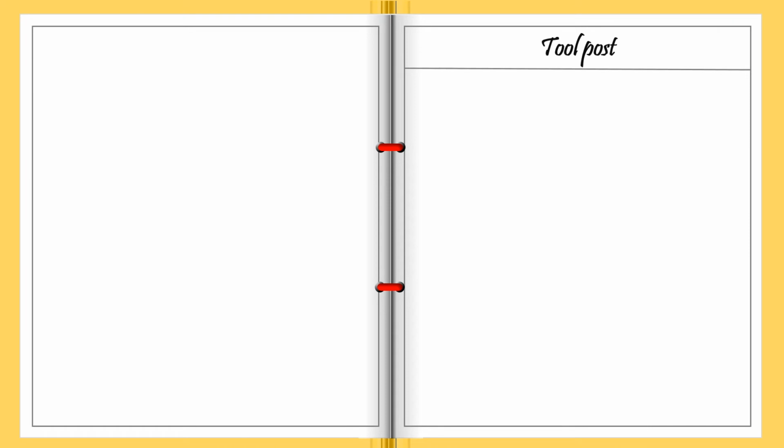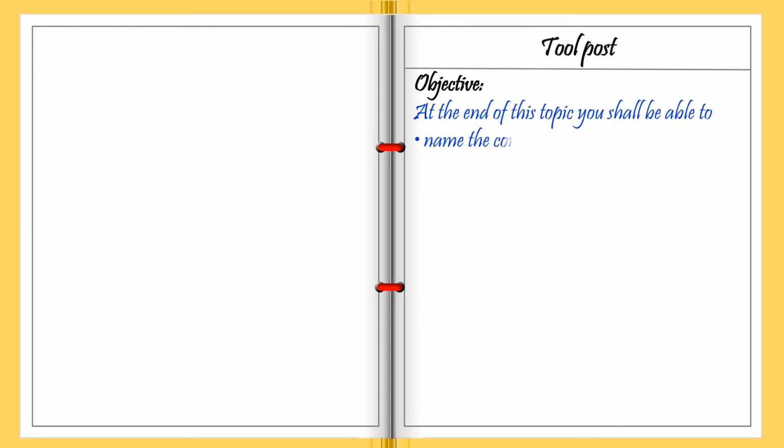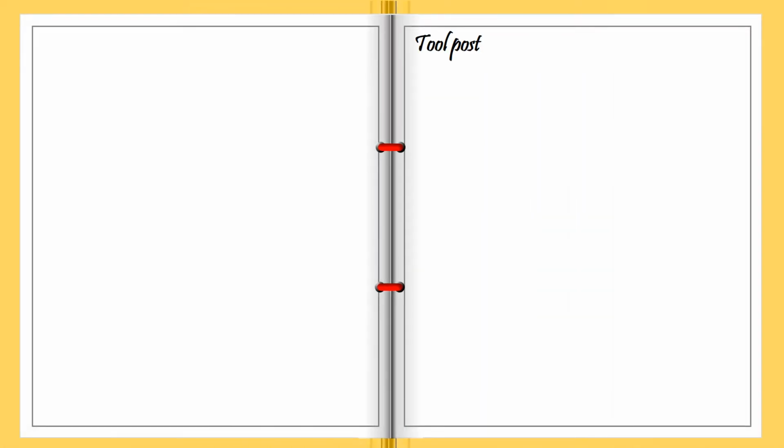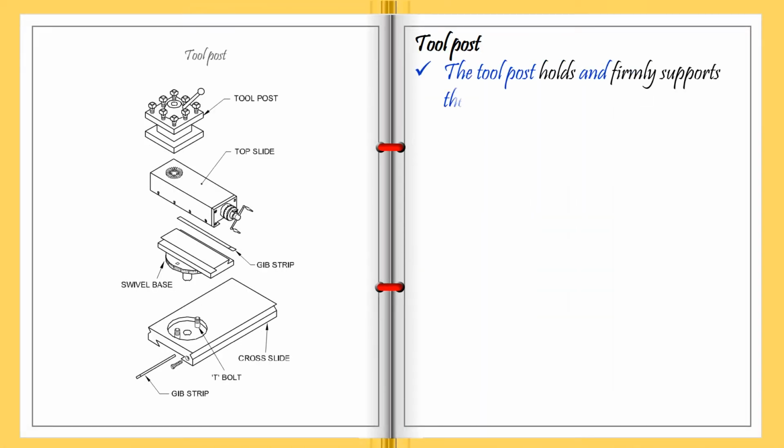Next we are going to see about the topic tool post. Let's see the objectives of this topic. At the end of this topic you shall be able to name the commonly used types of tool posts and compare the features of different types of tool posts. The tool post holds and firmly supports the tool or tools. The tool post is fitted on the top slide.